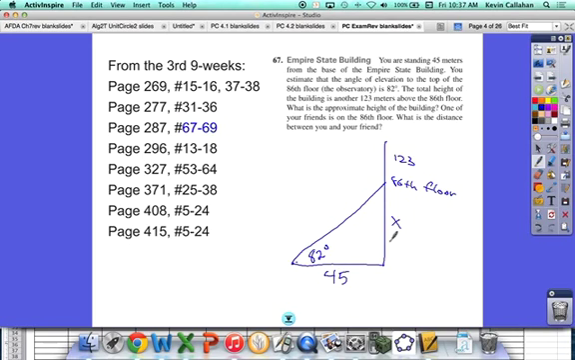Okay, one of your friends is on the 86th floor. What is the distance from you to your friend? Meaning, how will you find that?